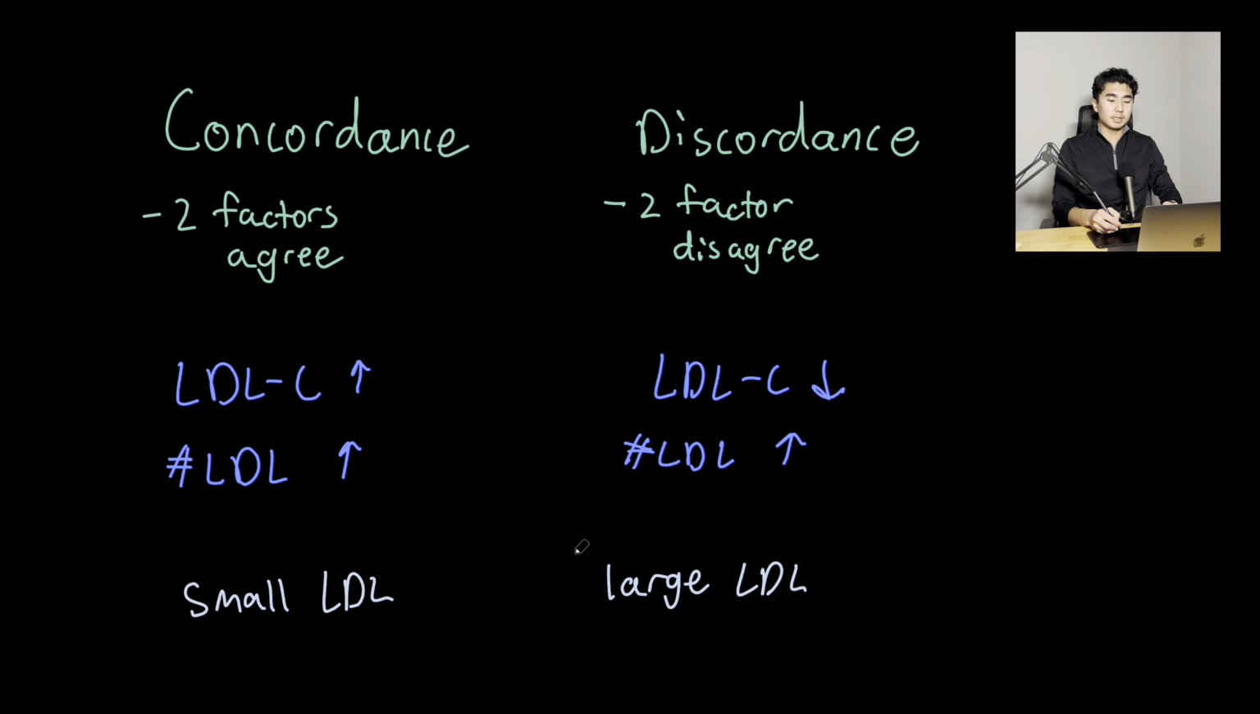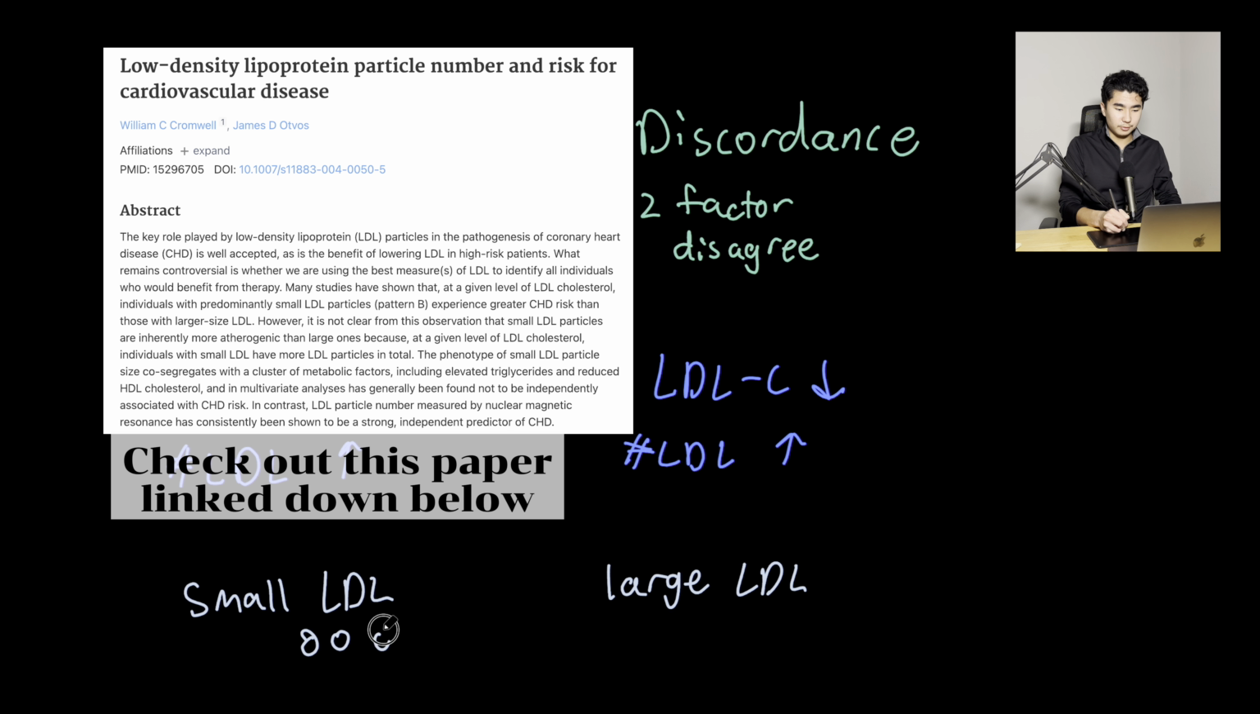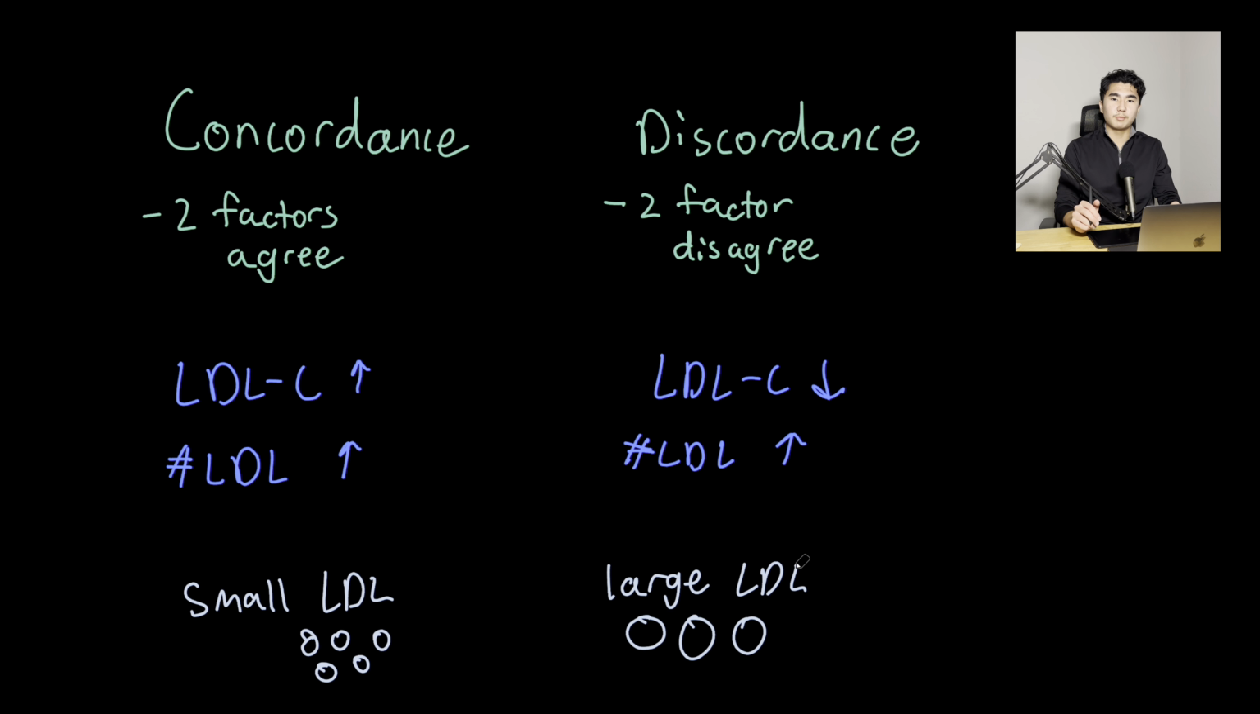we're not really keeping the particle size in control. Because sure, we could say that small LDL is worse than large LDL, but usually when we say this, there's more small LDL particles than large LDL, because you could have, for example, 1, 2, 3, 4, 5 small LDL particles, and then 1, 2, 3 large LDL particles.